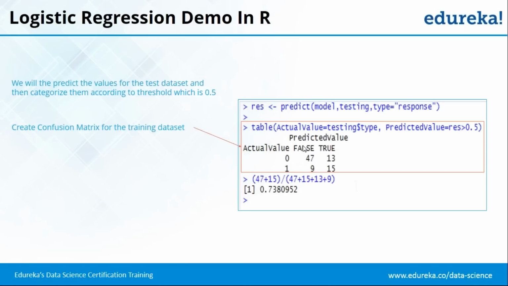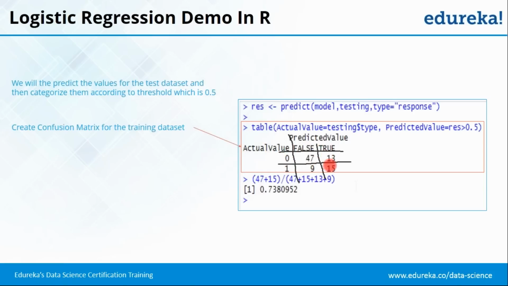So my confusion matrix is something like this. Let me draw something here. This is my matrix. When my actual value was 0 and my predicted value was also false, that means when my patient was not diabetic and the model also predicted that my patient is not diabetic, this scenario was found 47 times in my data set. Which means 47 times it has occurred that my actual value was 0 and my predicted value was also 0.